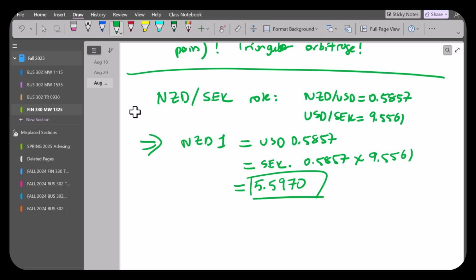So one New Zealand dollar is equal to 5.5970 Swedish kroner, or 100 New Zealand dollars is equal to 559.70 Swedish kroner.